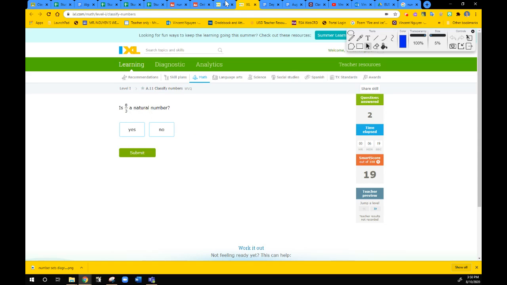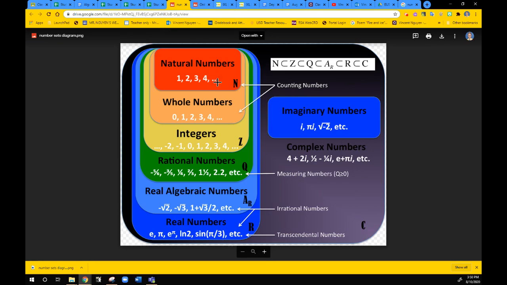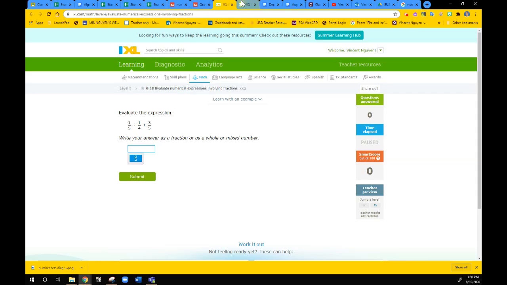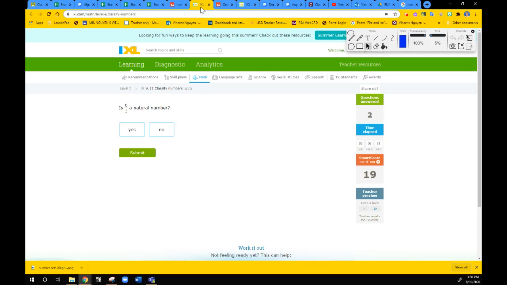Is 8 over 3 a natural number? The answer is no, because natural numbers are the ones you can count. You just count 1, 2, 3, 4, 5. They're whole numbers you can count, right? Whole counting numbers. So this one is not. So no, it is not.